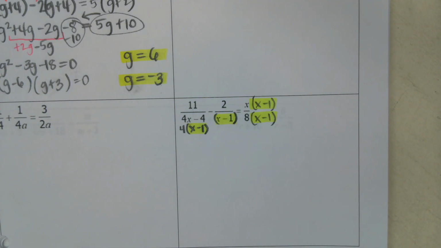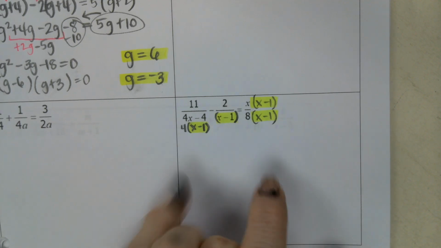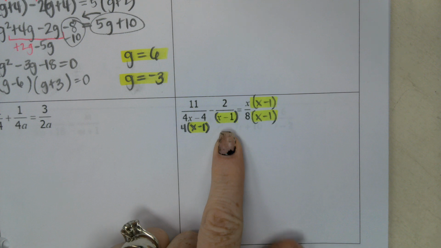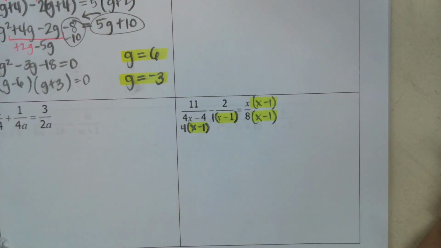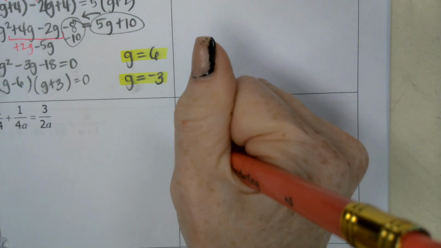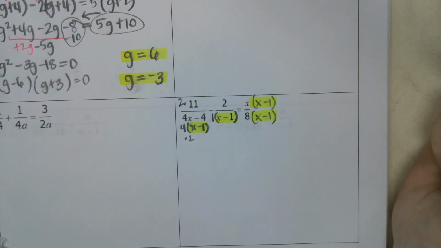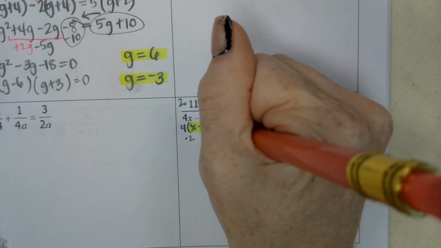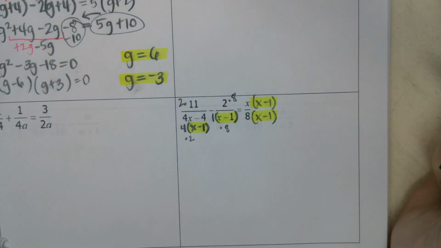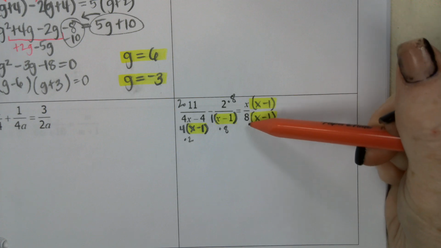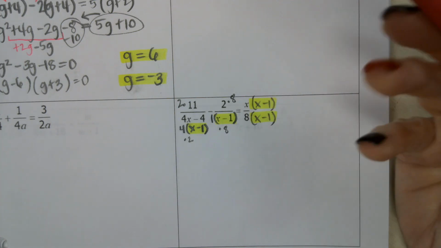Okay? But then I want to look at my numbers. I have a 4 here, I have an 8 here, and all I technically have here is a 1. What do I want to turn that into? An 8. So I'm going to multiply both the top and the bottom by 2. And on this one, I'm going to multiply both the top and the bottom by 8. This one already had an 8, so you don't have to multiply it anymore.